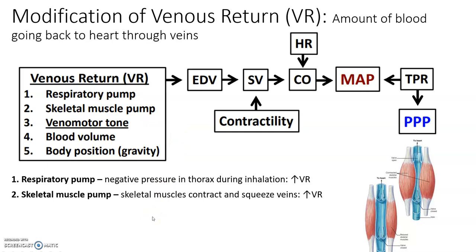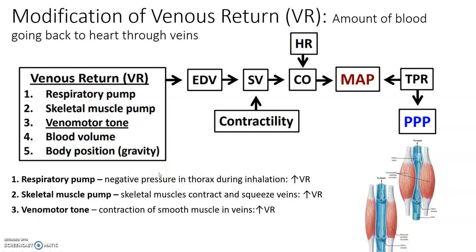This is the effect of skeletal muscles on venous return. So we can increase venous return by contracting our muscles. So if you were exercising, then literally the pressure that the muscles, as they contract and flex against the veins, can decrease their diameter and increase the amount of blood that's going to the heart. So when we exercise, we increase venous return.